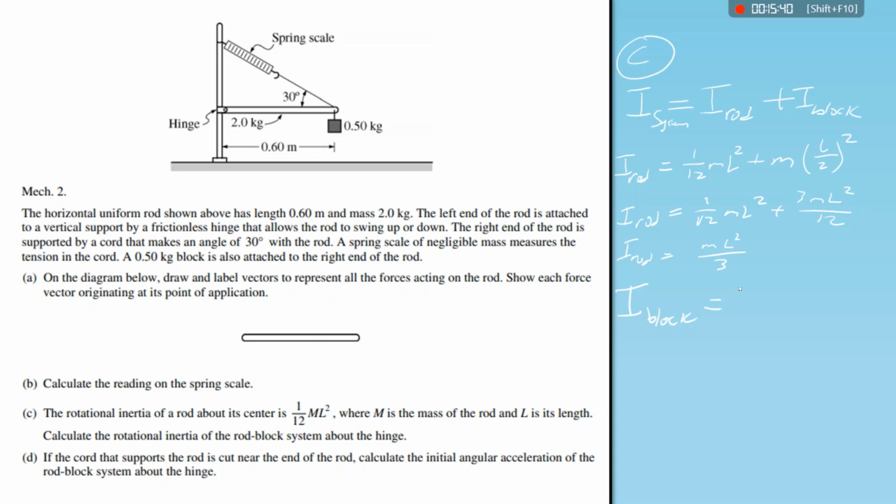Of the block? It's m l squared, because L is the same. Right, L is the full L. Okay, then we can just sub in for the system. My inertia of the system should be my inertia of the rod, m_R L squared over 3, plus my inertia of the block, m_B L squared. So that's my inertia of the rod, m_R is 2 times 0.6 squared over 3, plus my mass of the block, 0.5 times 0.6 squared.